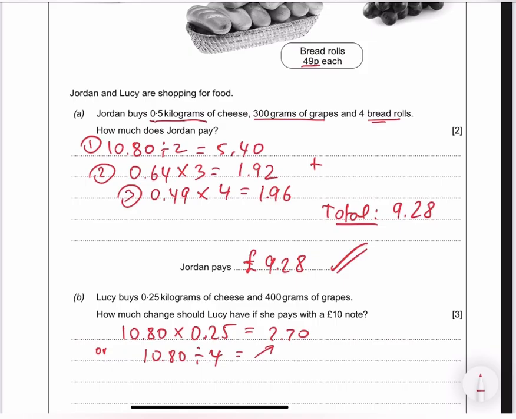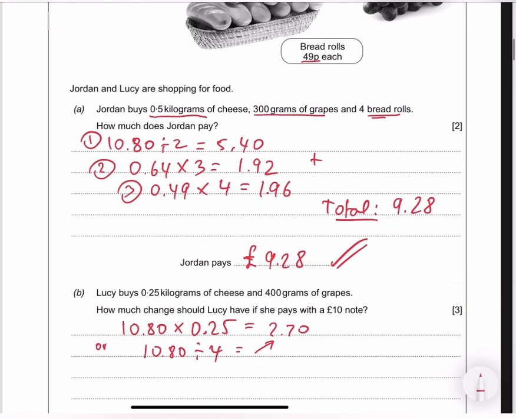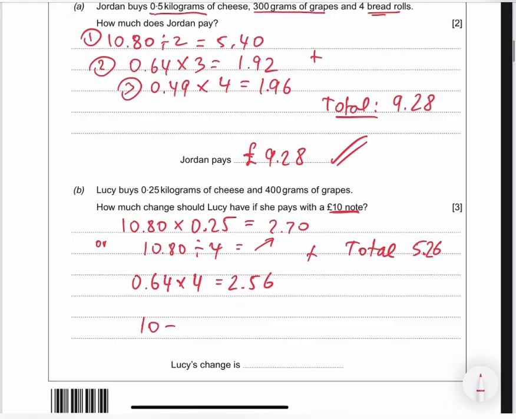Okay, and then we're going to work out the price for 400 grams of grapes. So multiply the price by 4, because the price is per 100 grams, and that gives you 2.56. And we're finding the total by adding these two prices together, and that will give us £5.26. So we need to do one more step here. Need to find the change from £10. So that means we're taking away 10 minus 5.26, which will give us £4.74.